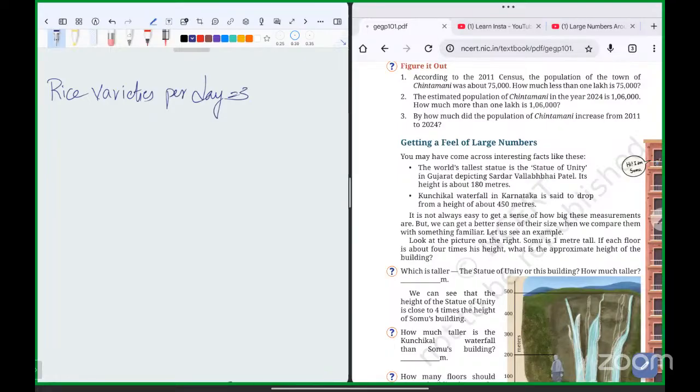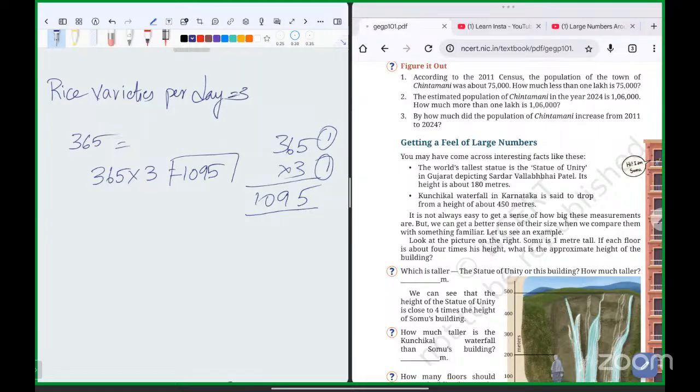And the same question as the previous one: how many varieties can they be eating in a single year? So how many days are there in a single year? Like in the previous question, there are 365 days in a single year. So per year, how many varieties can they be eating? That is the first thing to find. So it will be 365 into 3. 3 5s are 15. 3 6s are 18 plus 1 is 19. 3 3s are 9 plus 1 is 10, which is 1095. So this is the number of rice varieties they will be eating in a year.